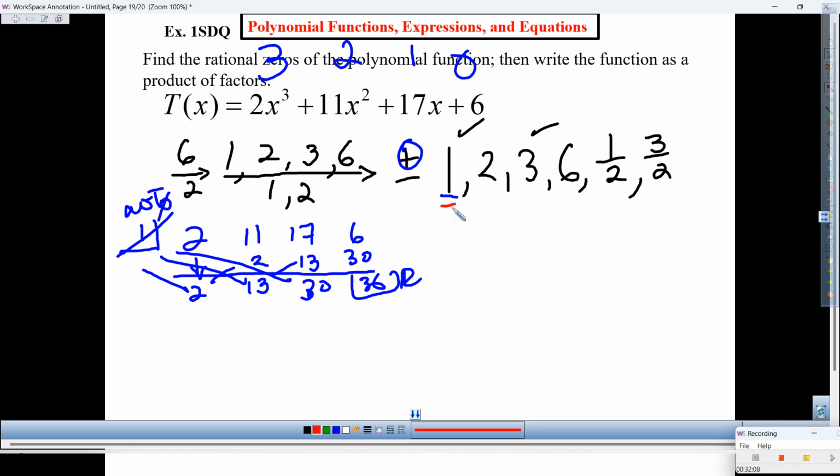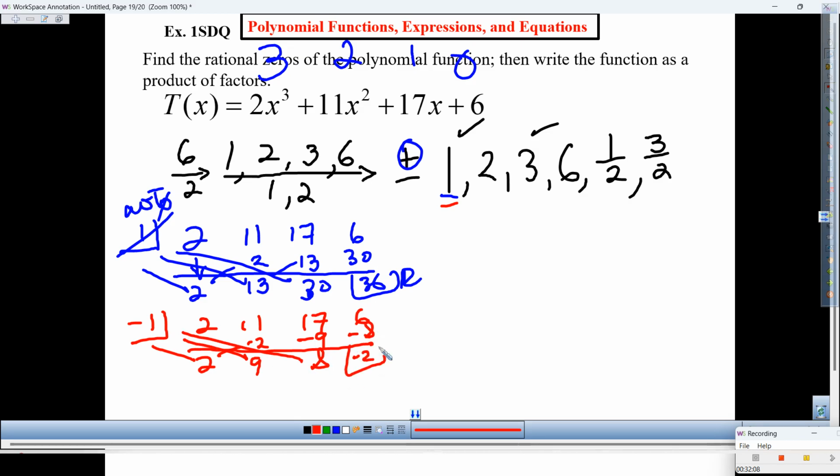Next, we try negative 1. 2, 11, 17, 6. Bring down the 2. That's negative 2. Combine, that's 9. Negative 9. Combine, that's 8. Negative 8. Combine, that's negative 2. This is not my 0.